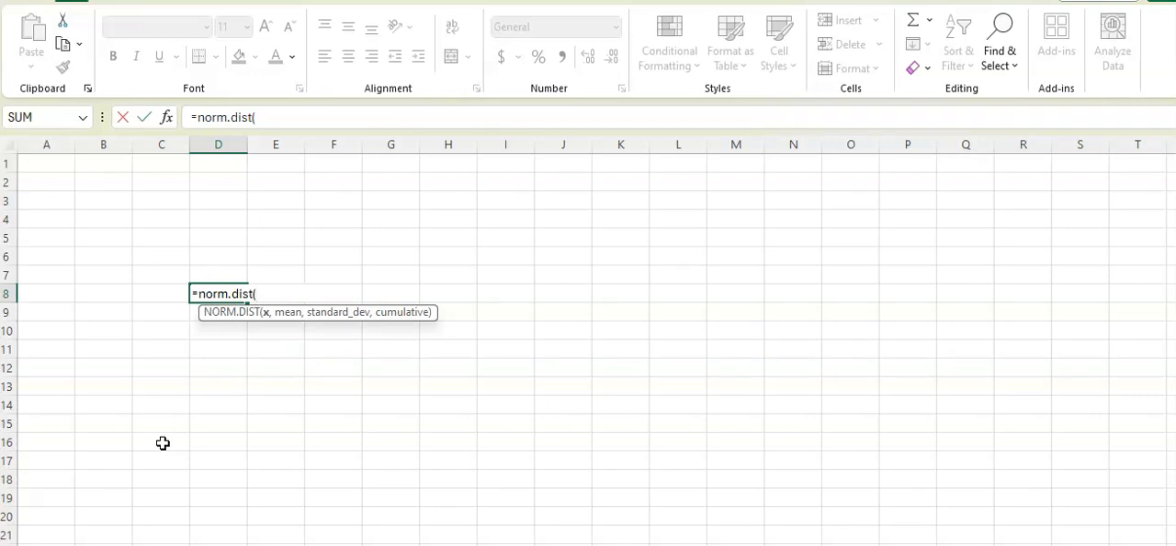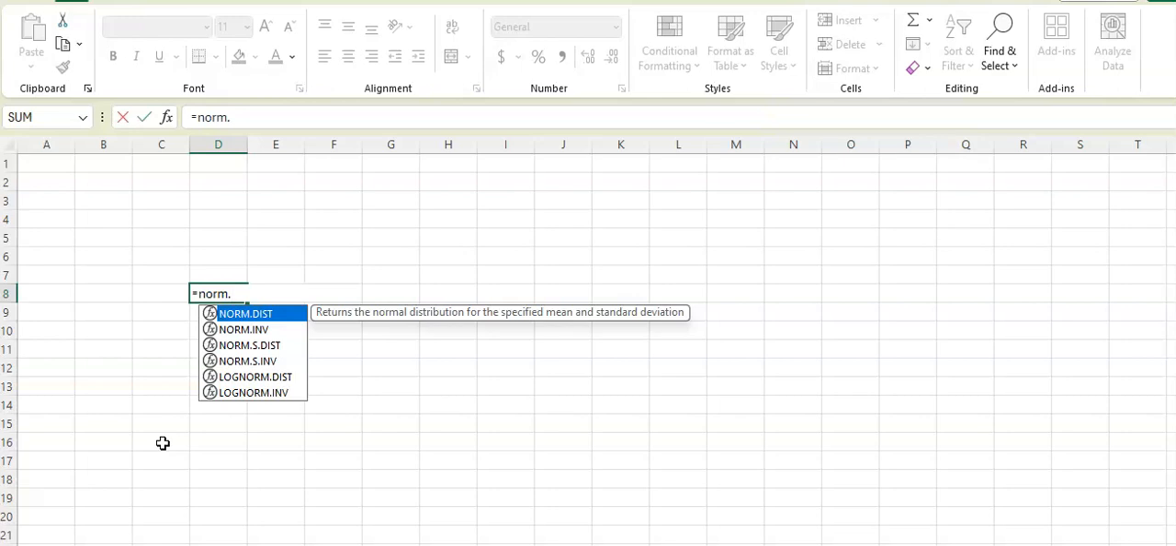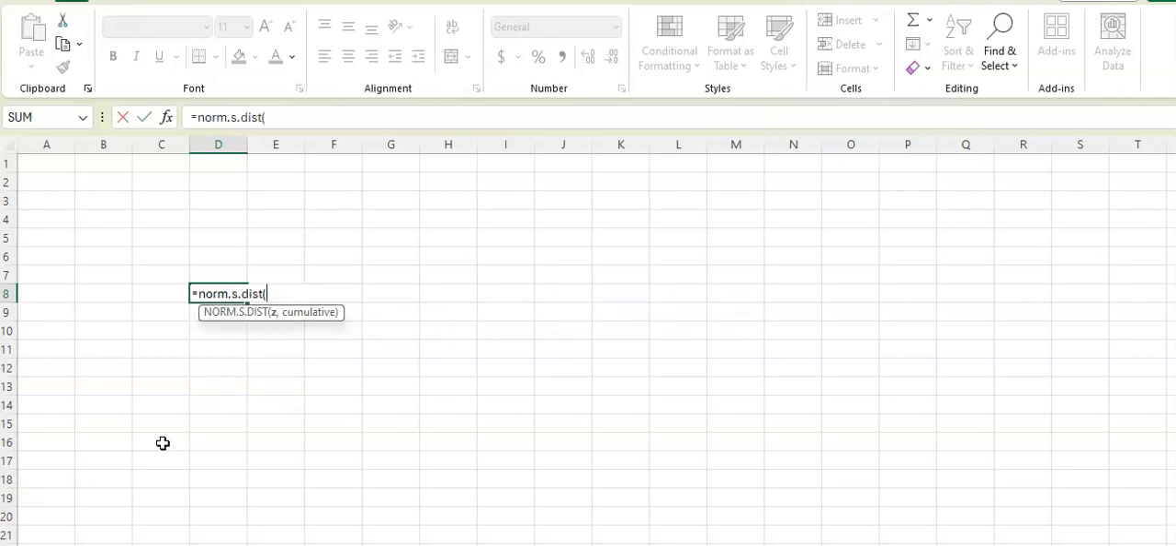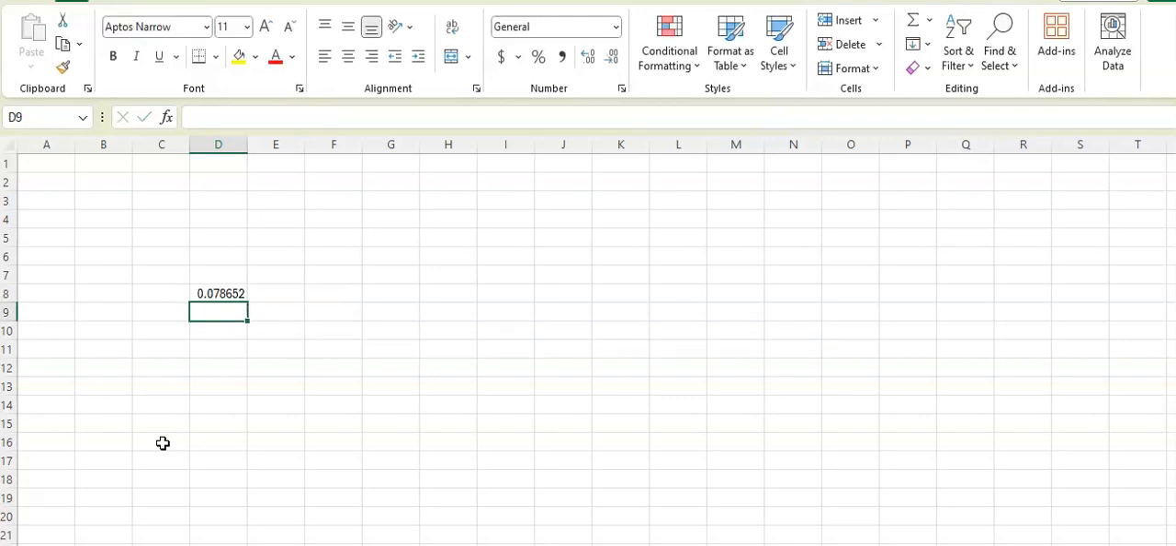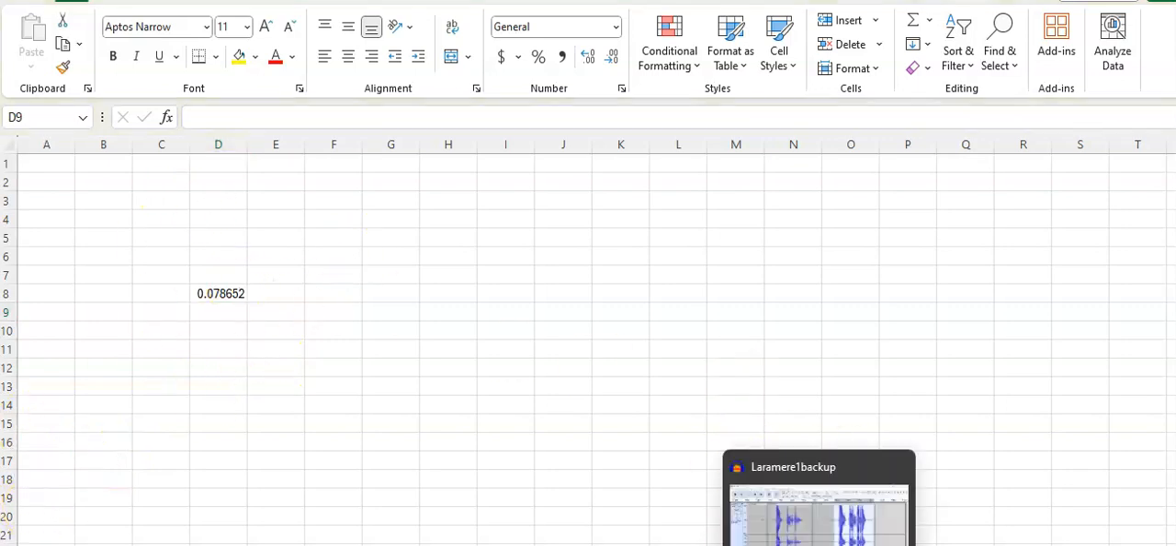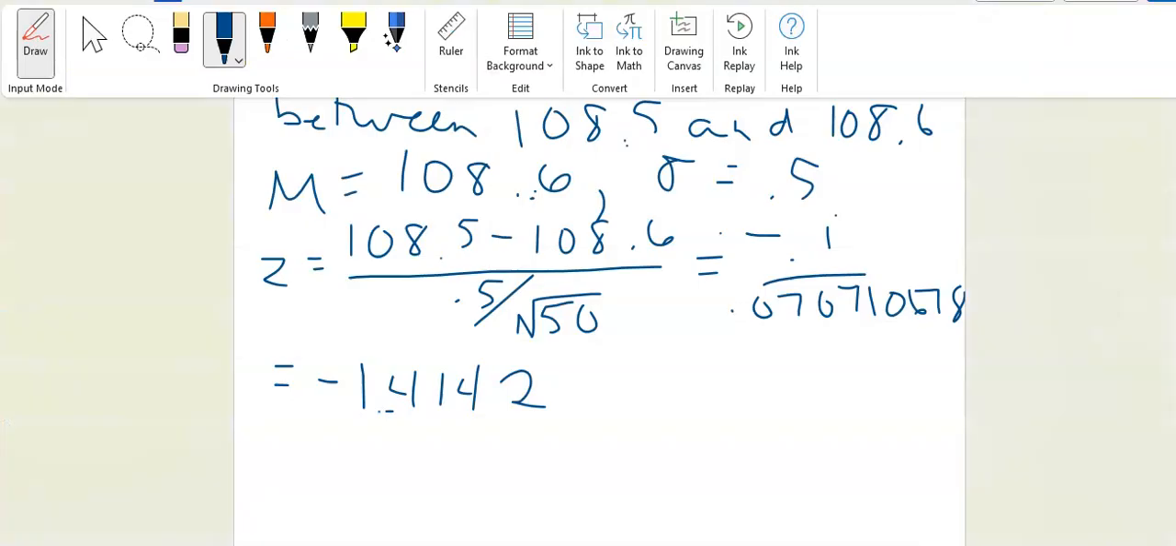So I'm going to use equal norm.dist, and we changed this to the standard normal distribution. So actually, let's use norm.s.dist, and I'm going to put in the negative 1.4142. So let's see if I can write that down without losing it. Well, I'll just leave it there for the moment. All right, now we need to do a second calculation. We'll come back to that.